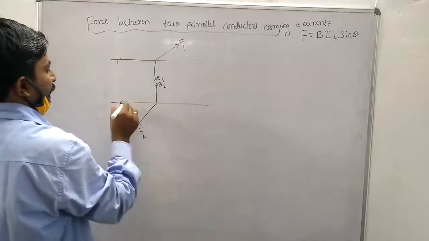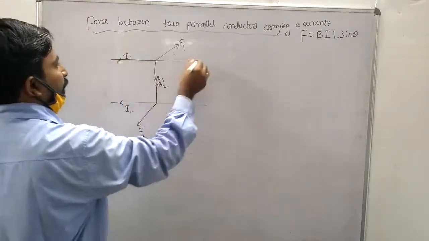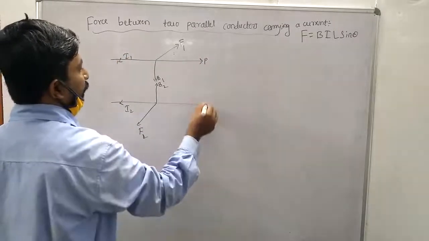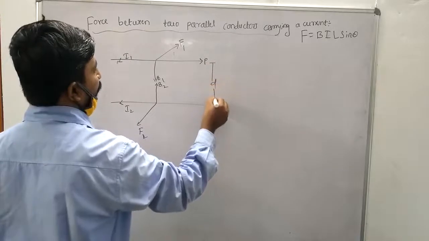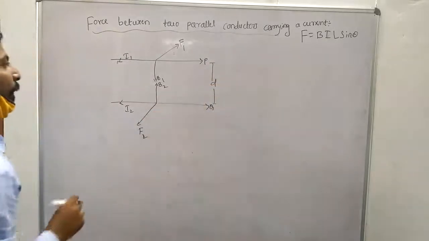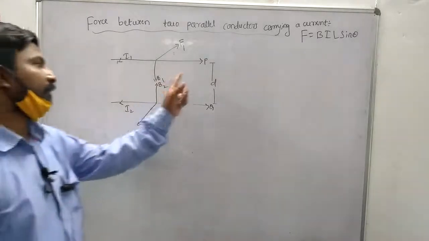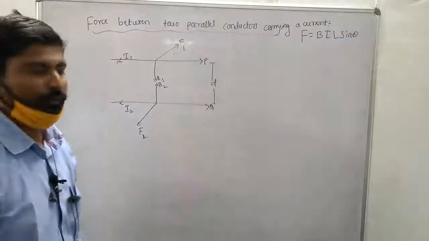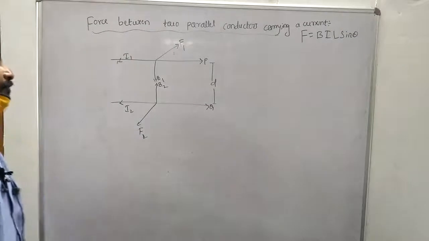So this is current I2, I1, P and Q, separated by a small distance D. Okay, force between two parallel conductors carrying a current. So consider two parallel conductors P and Q separated by a small distance D.